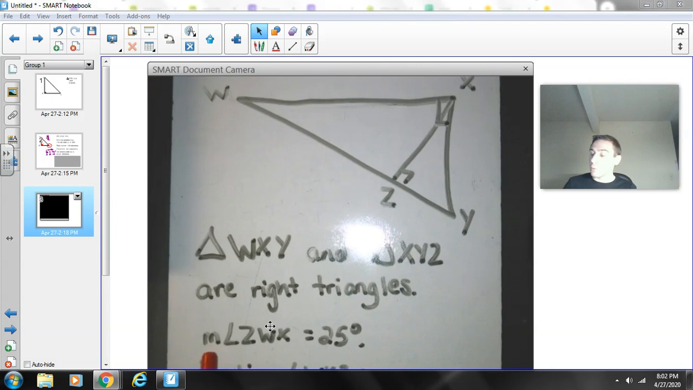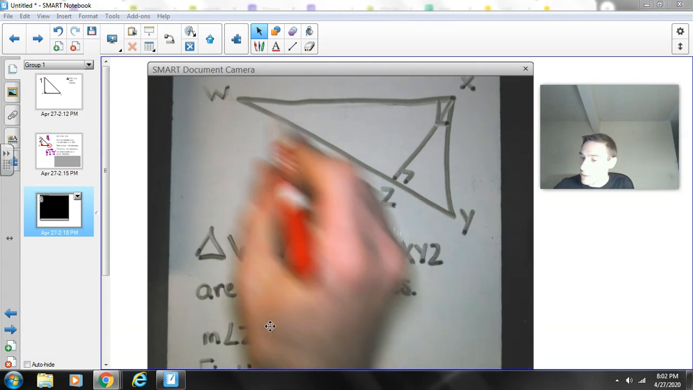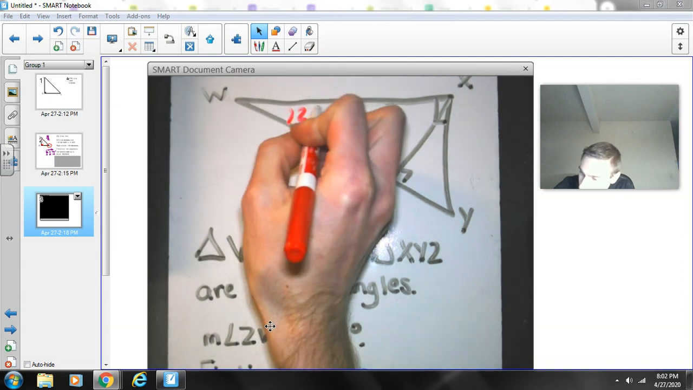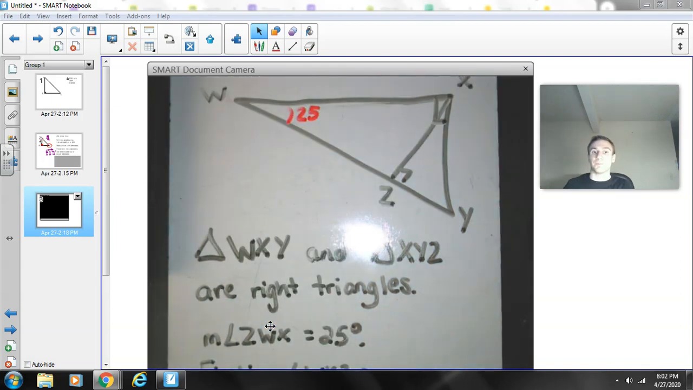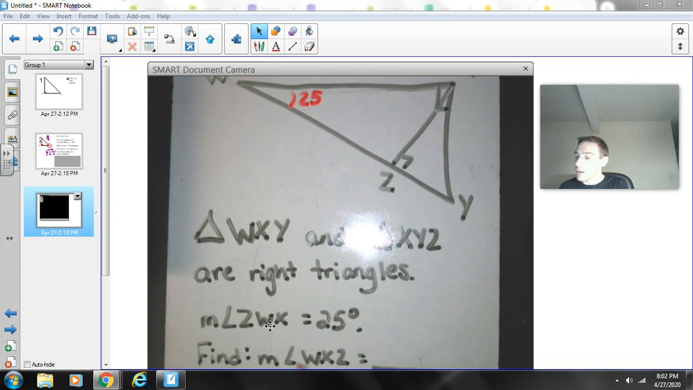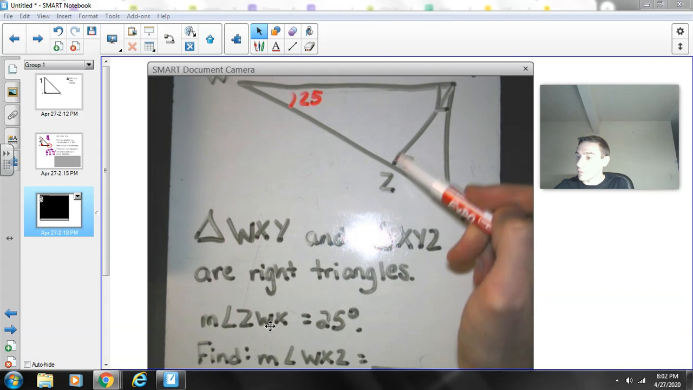For right now, we're going to tell you that the measure of angle ZWX is 25 degrees. So here's angle ZWX. So that means this part right here is 25 degrees. And what comes next on this board, we need to find the measure of angle WXZ.